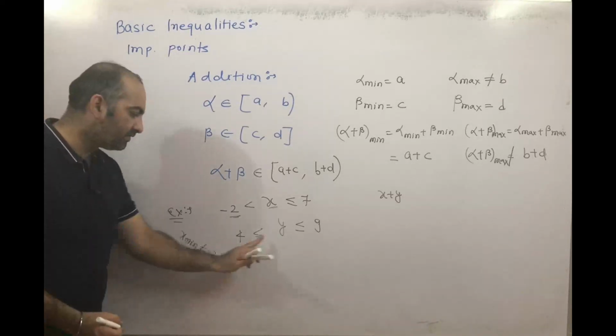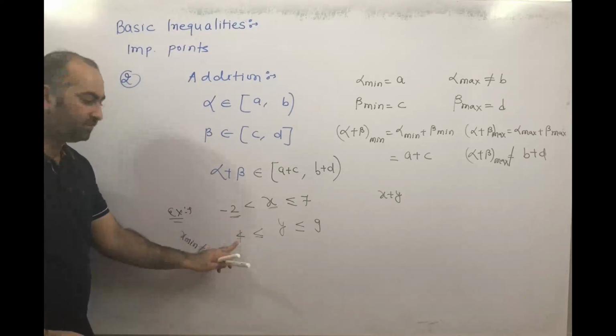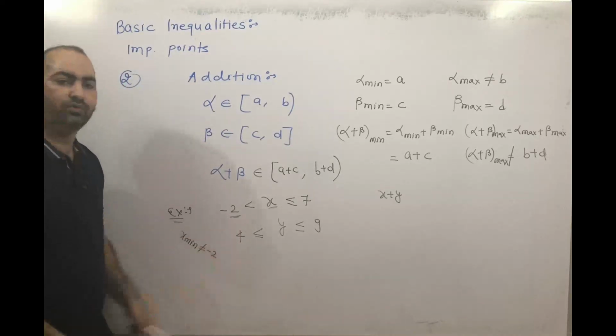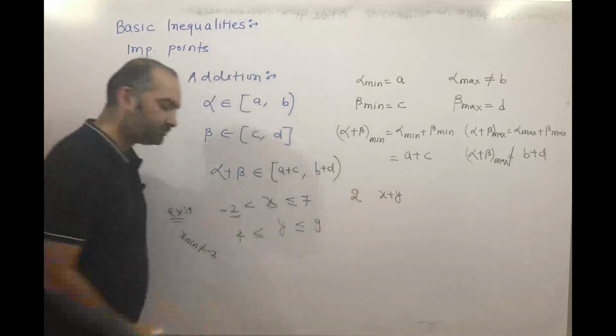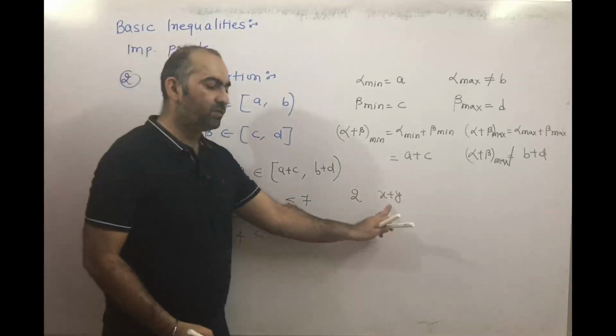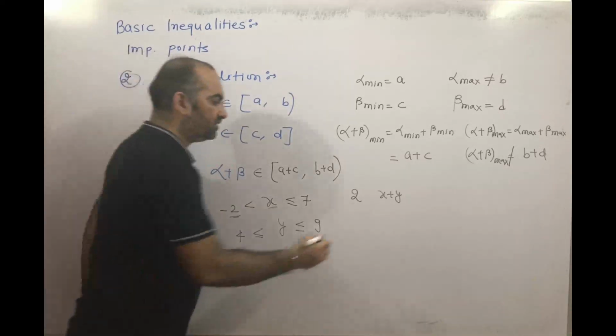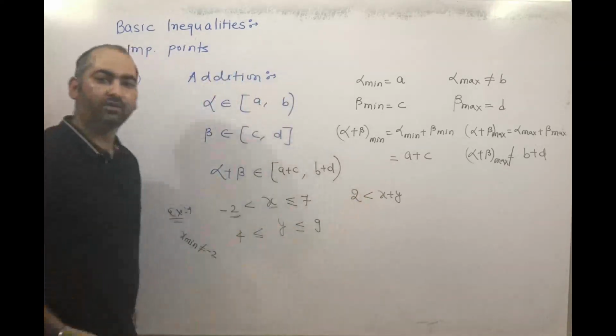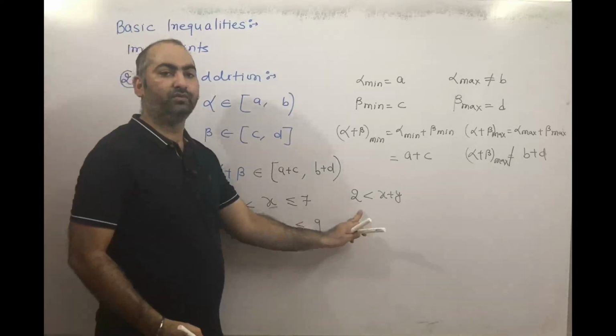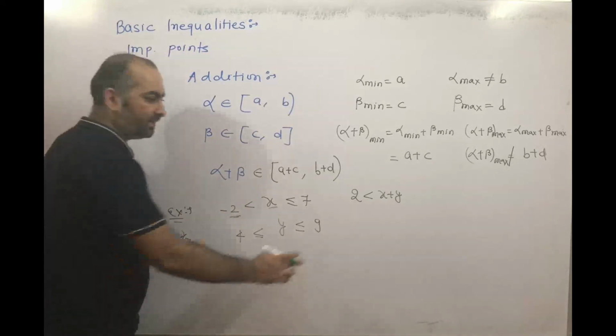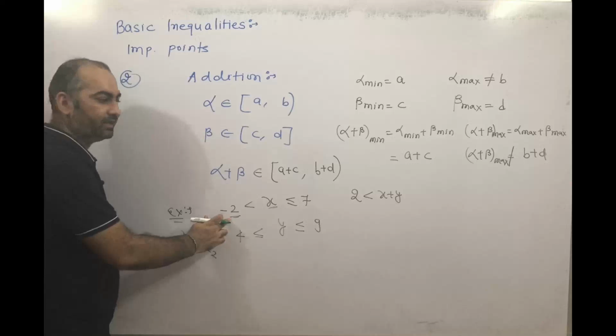And y minimum is what? 4. So you have to add these two, minimum with minimum. So -2 plus 4 is what? 2 will come. Okay. So this is what, x plus y minimum is what? 2 will come, but equal to 2 is not possible. So this is always greater than will come. Okay. So x plus y is what? Greater than 2 will come. Okay. Where will equal to sign come? If this is also included, then we'll get.